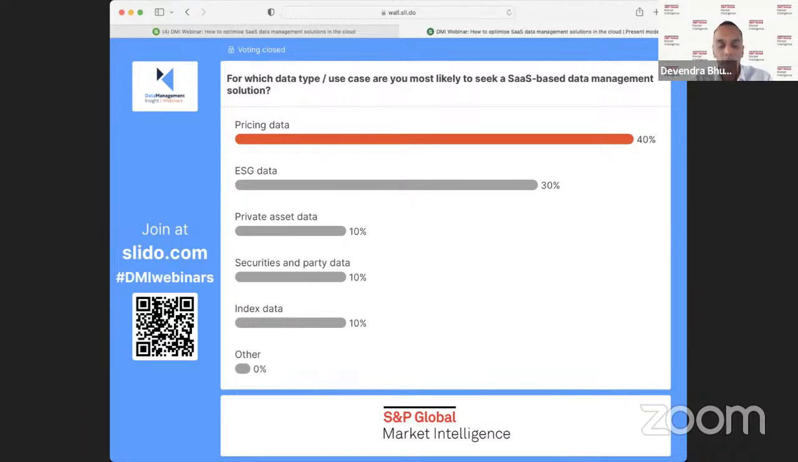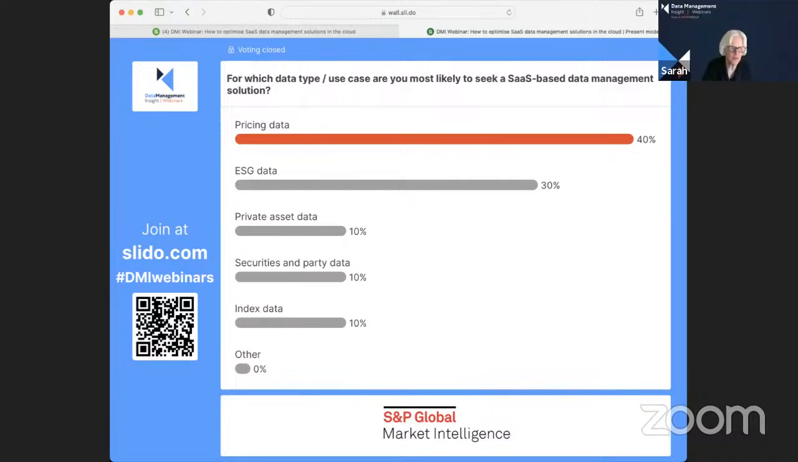If you think about a timeline where data management is kind of on-prem, to move those to SaaS-based solutions, you need a business reason. And I suppose those reasons are now coming, and that's probably why they're there to support, I suspect, ESG and pricing, because you need securities and party as an underpinning for ESG and pricing data as well. Okay, thank you very much indeed, Deb.